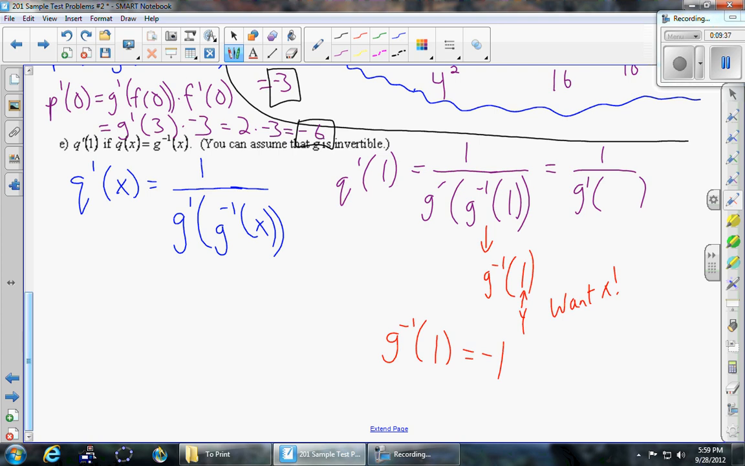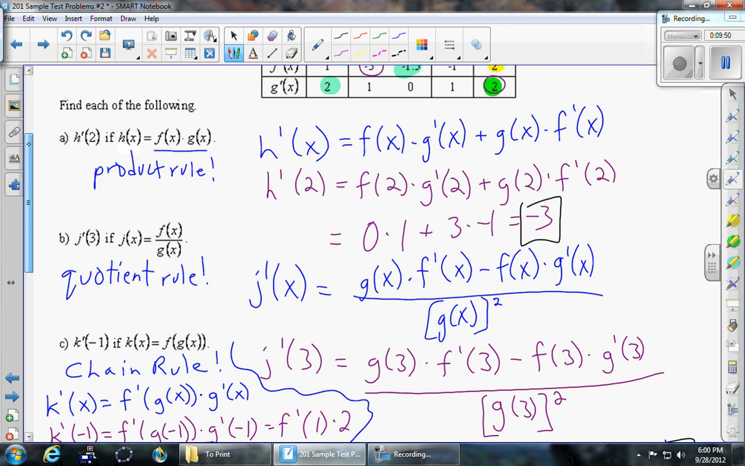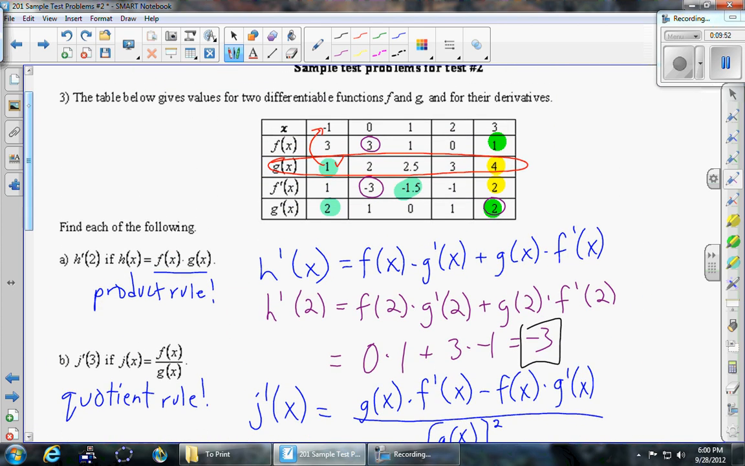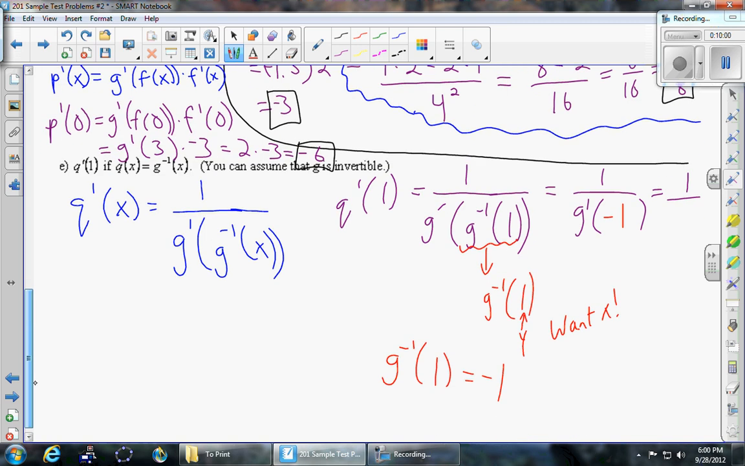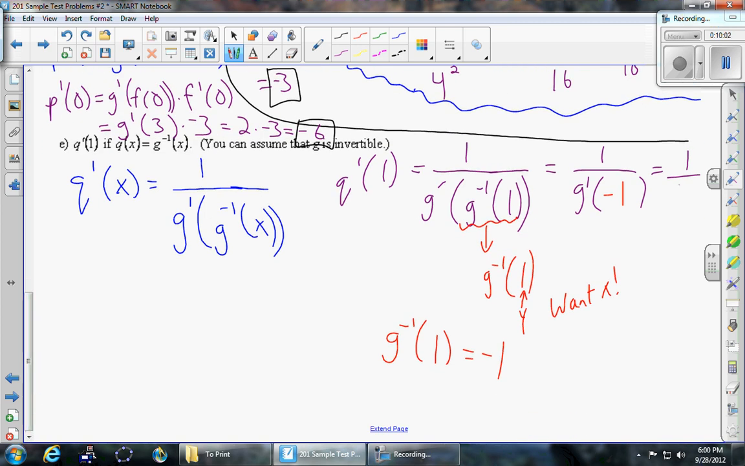So when we have over here, g inverse of 1, it's actually -1. And then we're doing 1 over, and then we just need to grab g prime of -1. So g prime of -1 is this number down here. So g prime of -1 is 2. So this is a 1 over 2, or a half.